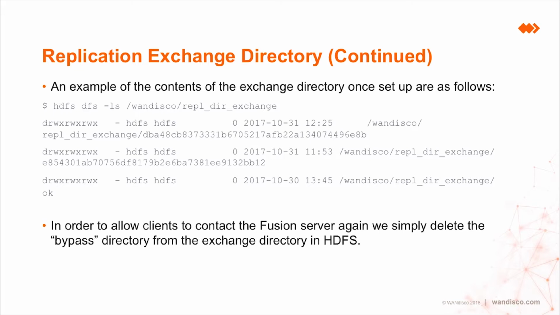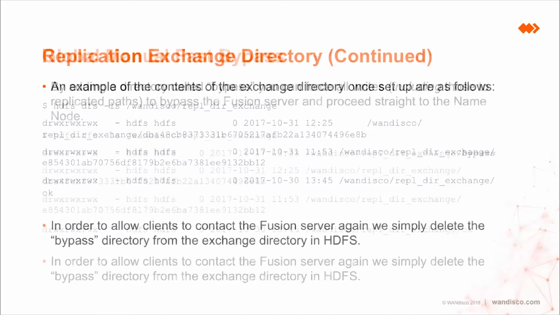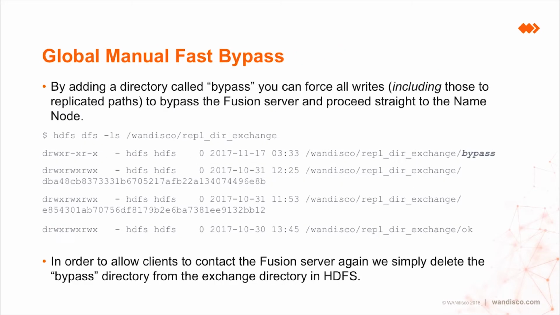In order to allow clients to contact the Fusion server again, we will just delete the bypass directory from the exchange directory, and we will see this here by adding a bypass directory. This is called the global manual fast bypass. By adding a directory called bypass, you can force all writes, including writes to replicated paths, to bypass the Fusion server entirely and go straight to the name node. So the cluster will operate as if Fusion doesn't exist.